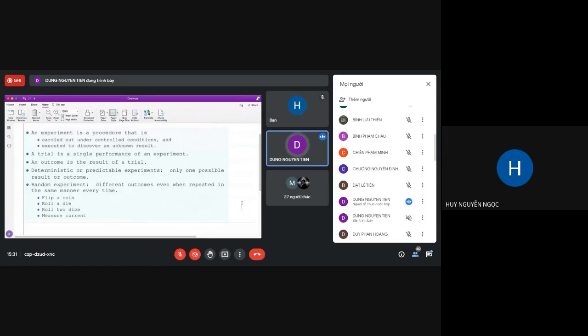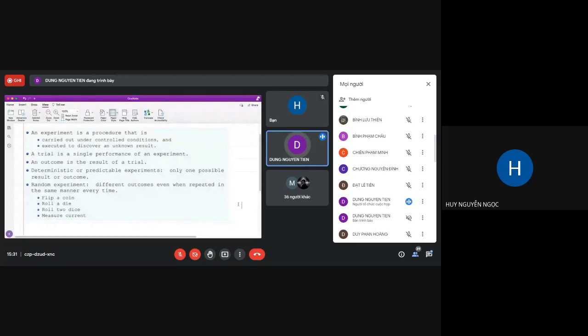And probability is a function of events. And events is something about the experiment. That's why I want to start with an experiment. An experiment is a procedure that is carried out under controlled conditions, and it will be executed to discover a null result. A trial is a single performance of an experiment, and an outcome is the result of a trial.